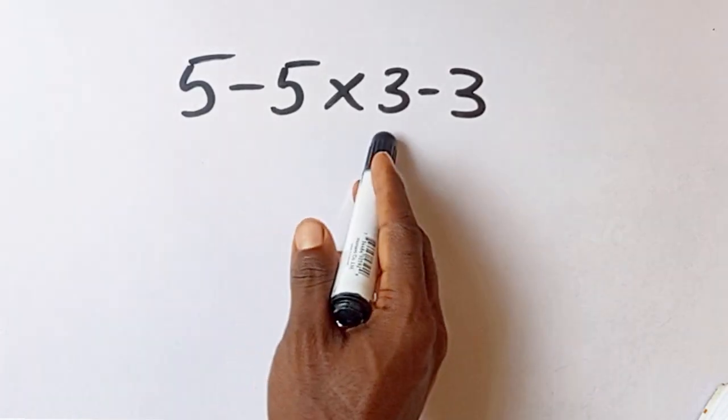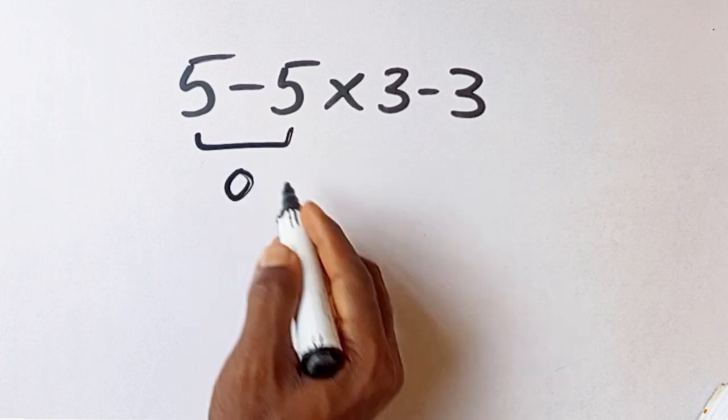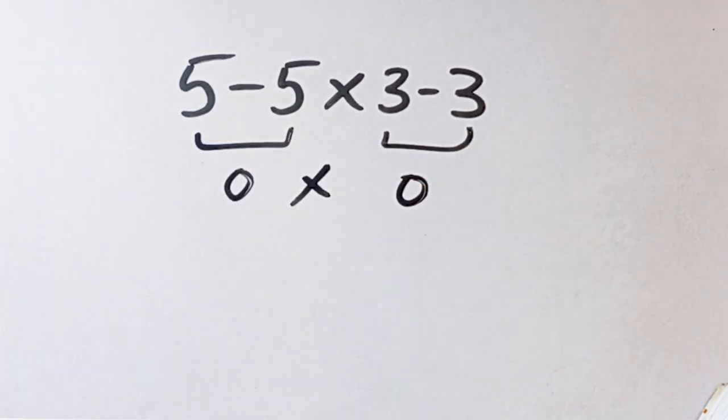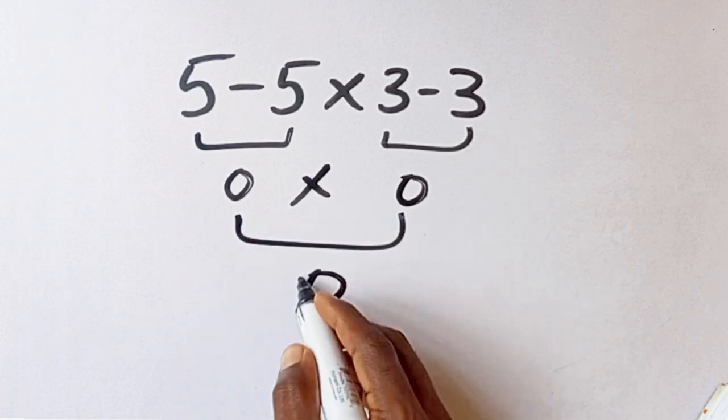5 minus 5 times 3 minus 3. 5 minus 5, this is going to give us 0, times 3 minus 3, this is going to give us 0. 0 multiplied by 0 equals 0.